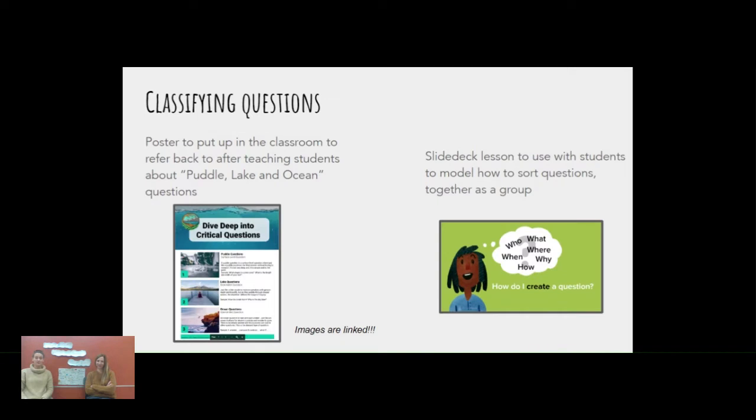Okay, so we're going to quickly talk to you about classifying questions. The first step in getting students to be brilliant at the art of asking good questions is to teach them how to classify questions. So there's three types of questions that we like to focus on. There's a surface level question, there's a searchable question, and there's an open-ended question. A surface level question is a question we know the answer to.